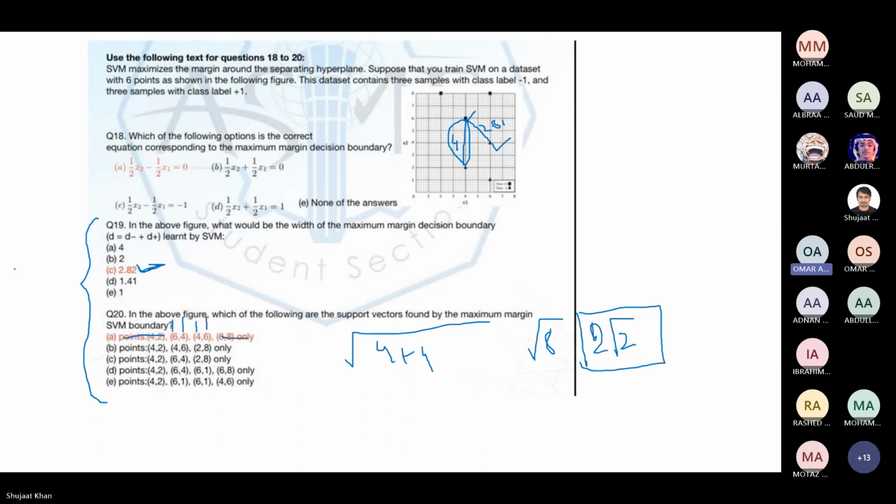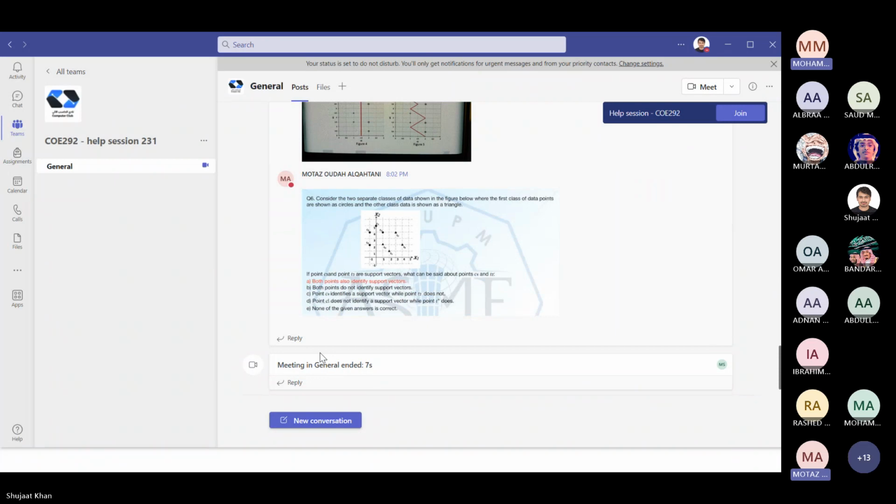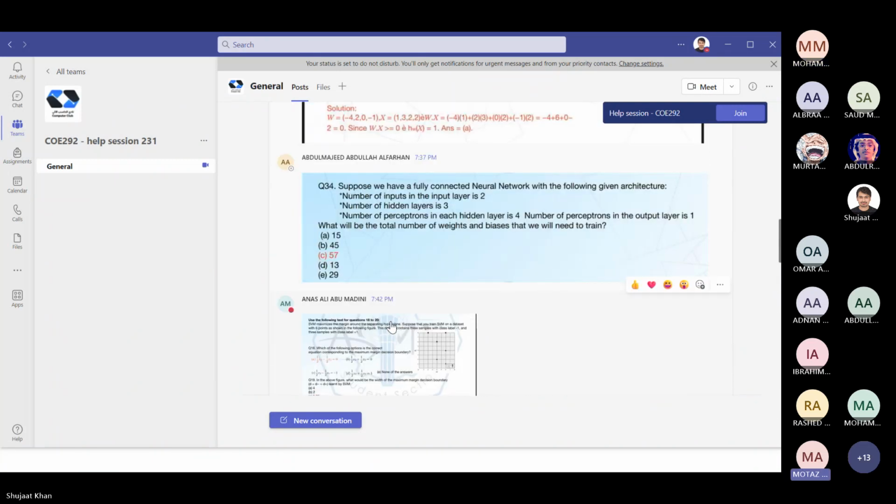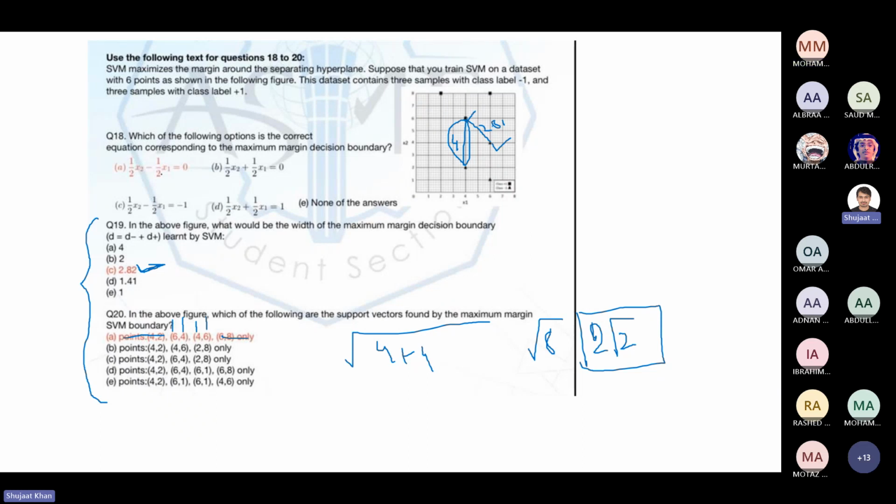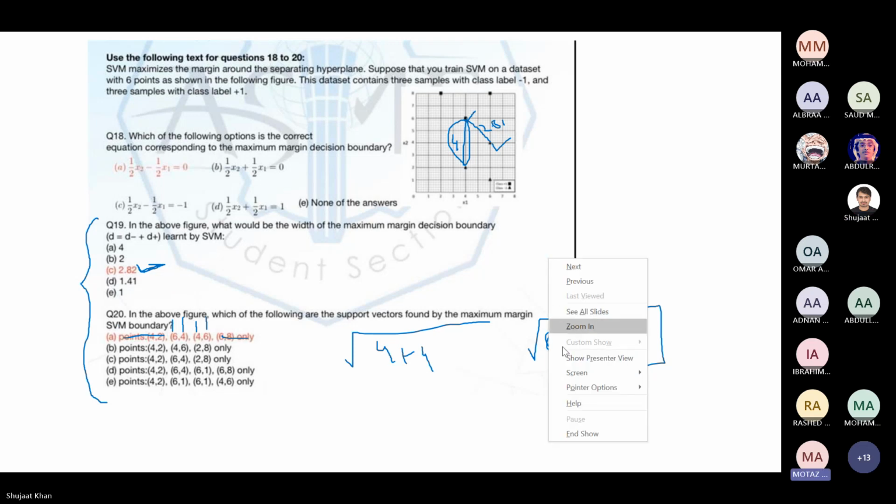Someone has a question, Doctor. Okay, Mu'taz? It was about the question. Even the top one here. Yeah, first you need to understand that one, there's 19 and 20. You get it? Yes, I get it. Okay.